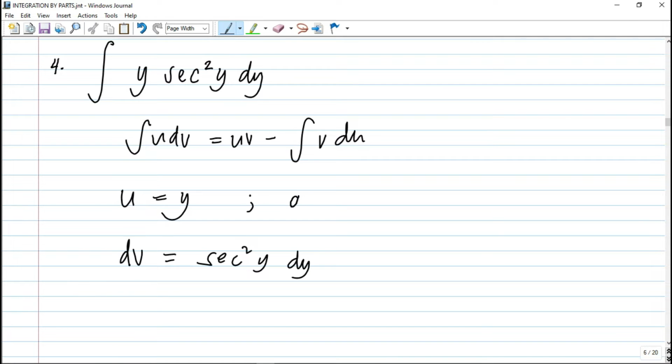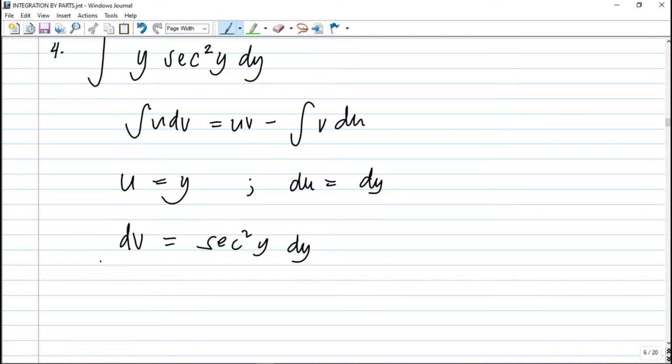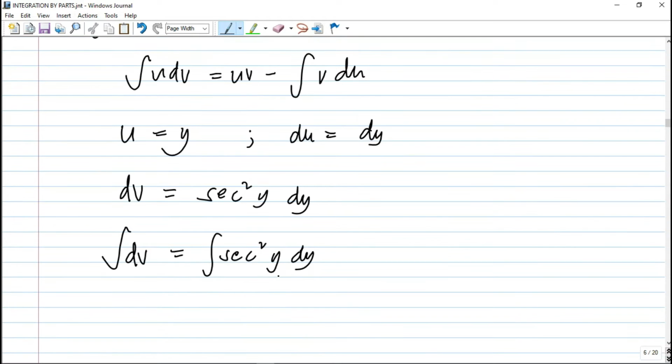Du equals, from this substitution, dy. Then integrate natin ito guys. Integral of dv equals integral of secant squared y dy. So v equals integral ng secant squared, that is tangent y. Wag muna natin lagyan ng plus c. Later on na, if we have integrated the other integral on the right side of the equation.